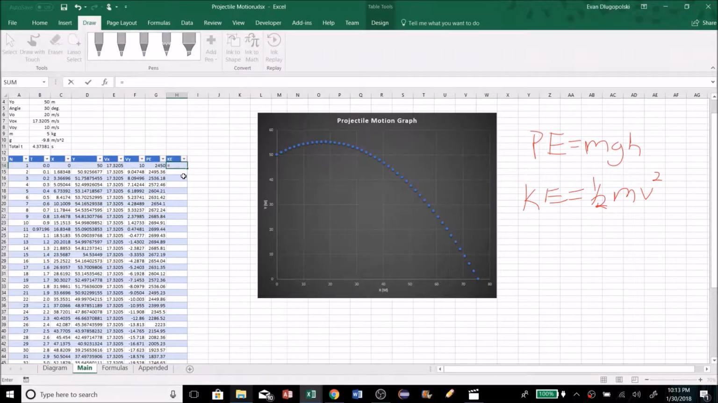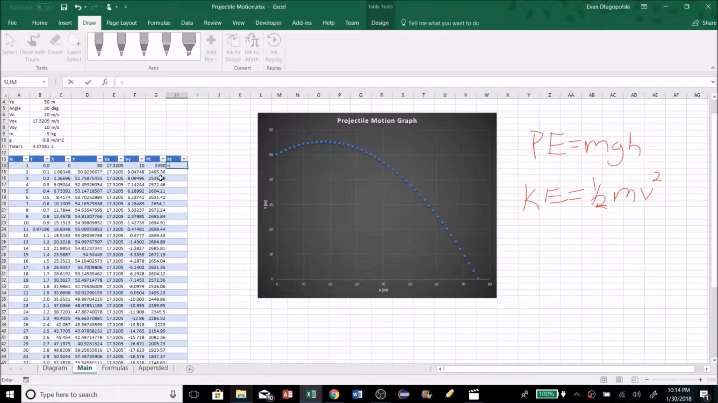So the kinetic energy is going to start higher and then go down as the ball slows down toward the peak of the arch, and then it will increase as the ball accelerates back toward the ground. So let's see what that looks like.